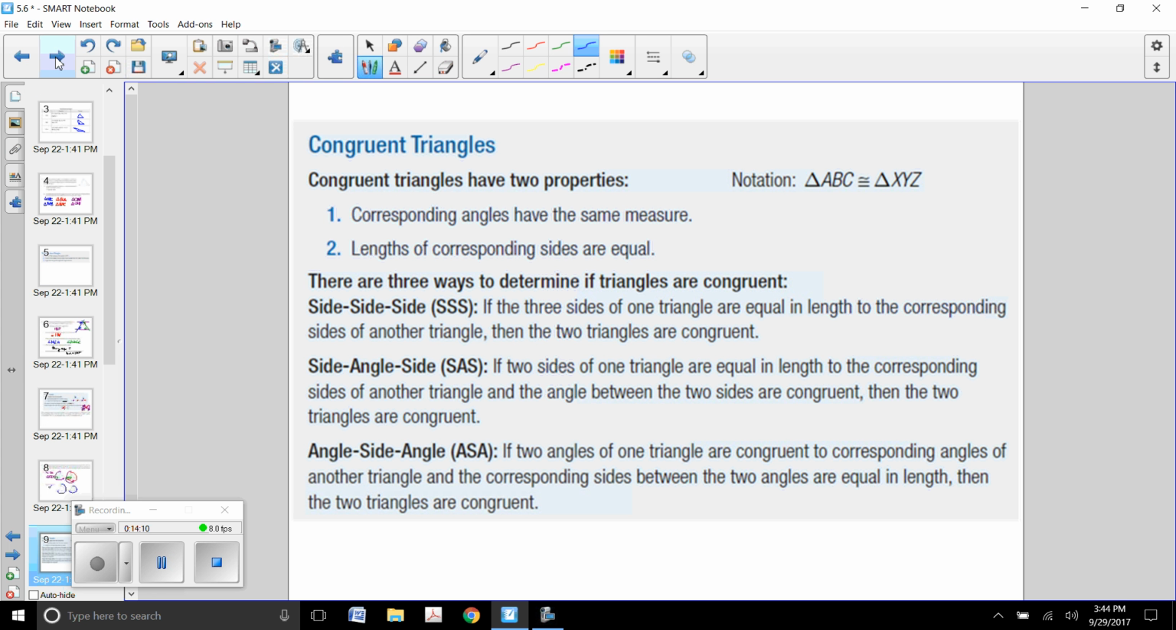Congruent triangles. Congruent triangles have two properties. Corresponding angles have the same measure, and the lengths of corresponding sides are equal. Notice the symbol now is that similar triangle squiggle, but with an equal sign underneath it. And so when I think of congruent triangles, I think of it being a carbon copy.